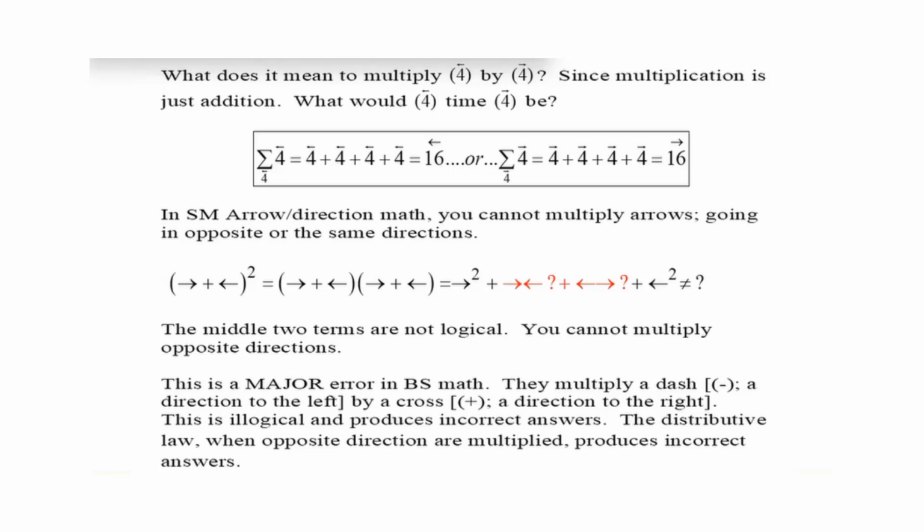This is a major error in BS math. They multiply a dash, a direction to the left, by a cross, a direction to the right. This is illogical and produces incorrect answers. The distributive law, when opposite directions are multiplied, produces incorrect answers.